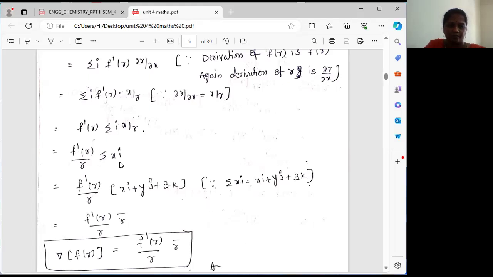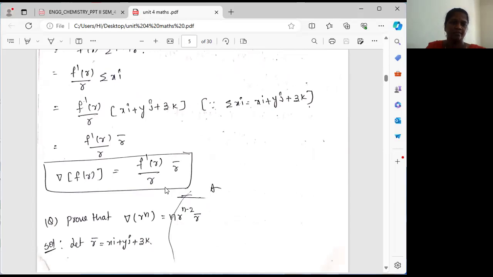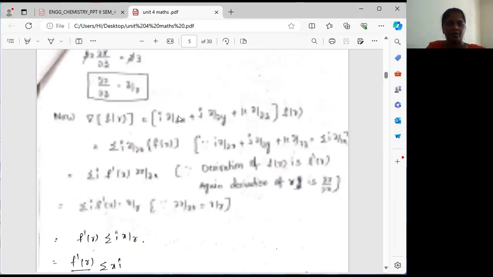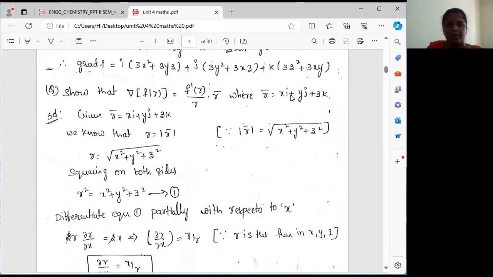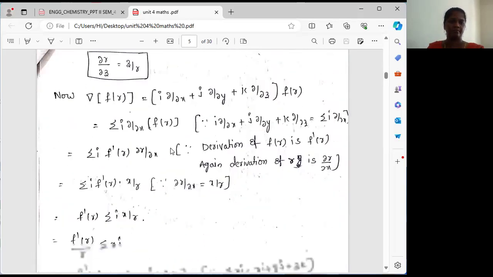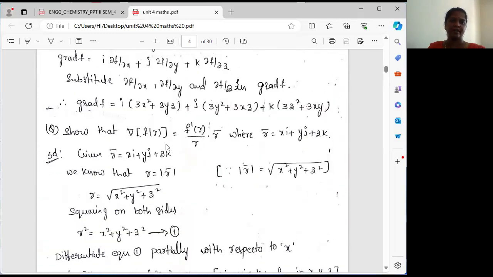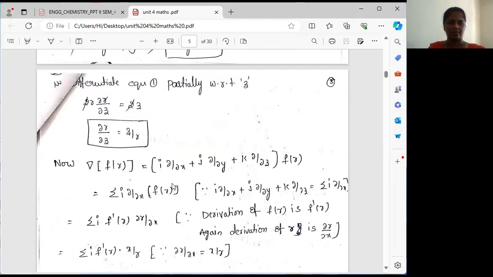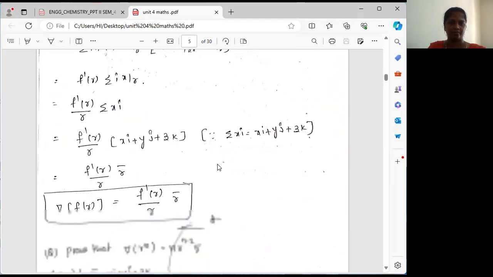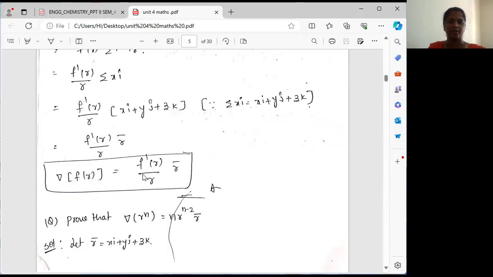Expanding the summation, the second term is yj and the third term is zk. So f'(r)/r, here xi plus yj plus zk equals r bar. Now we have proved this: ∇f(r) equals f'(r)/r into r bar.